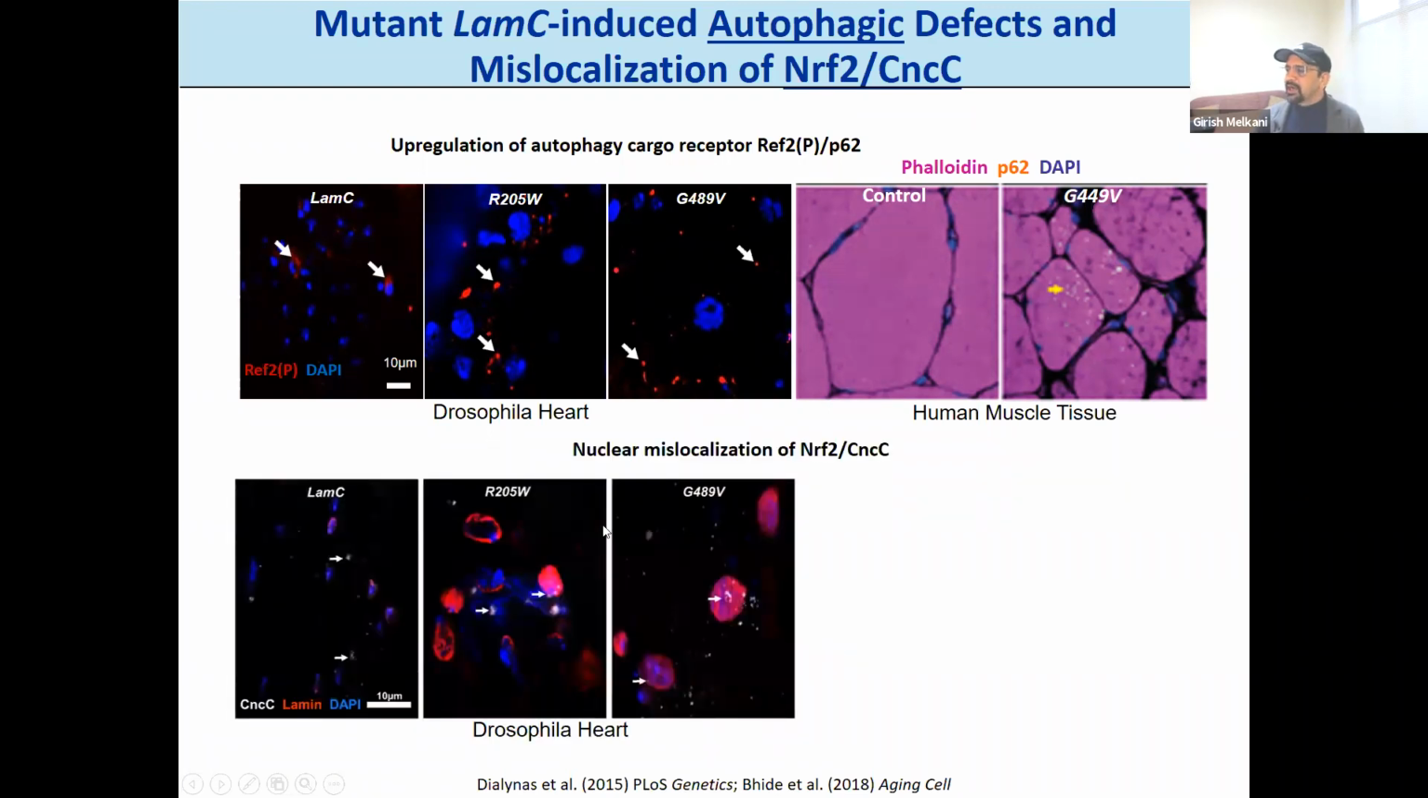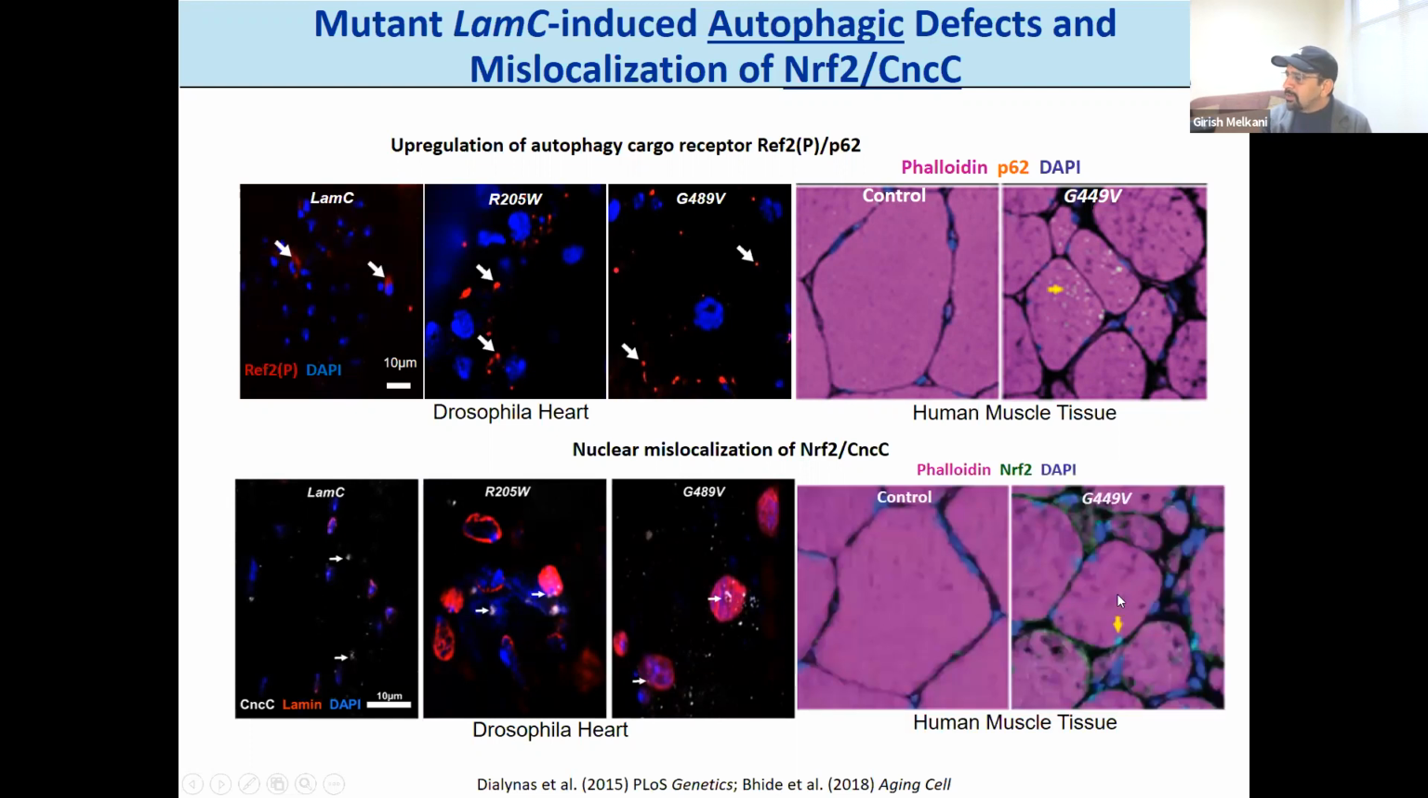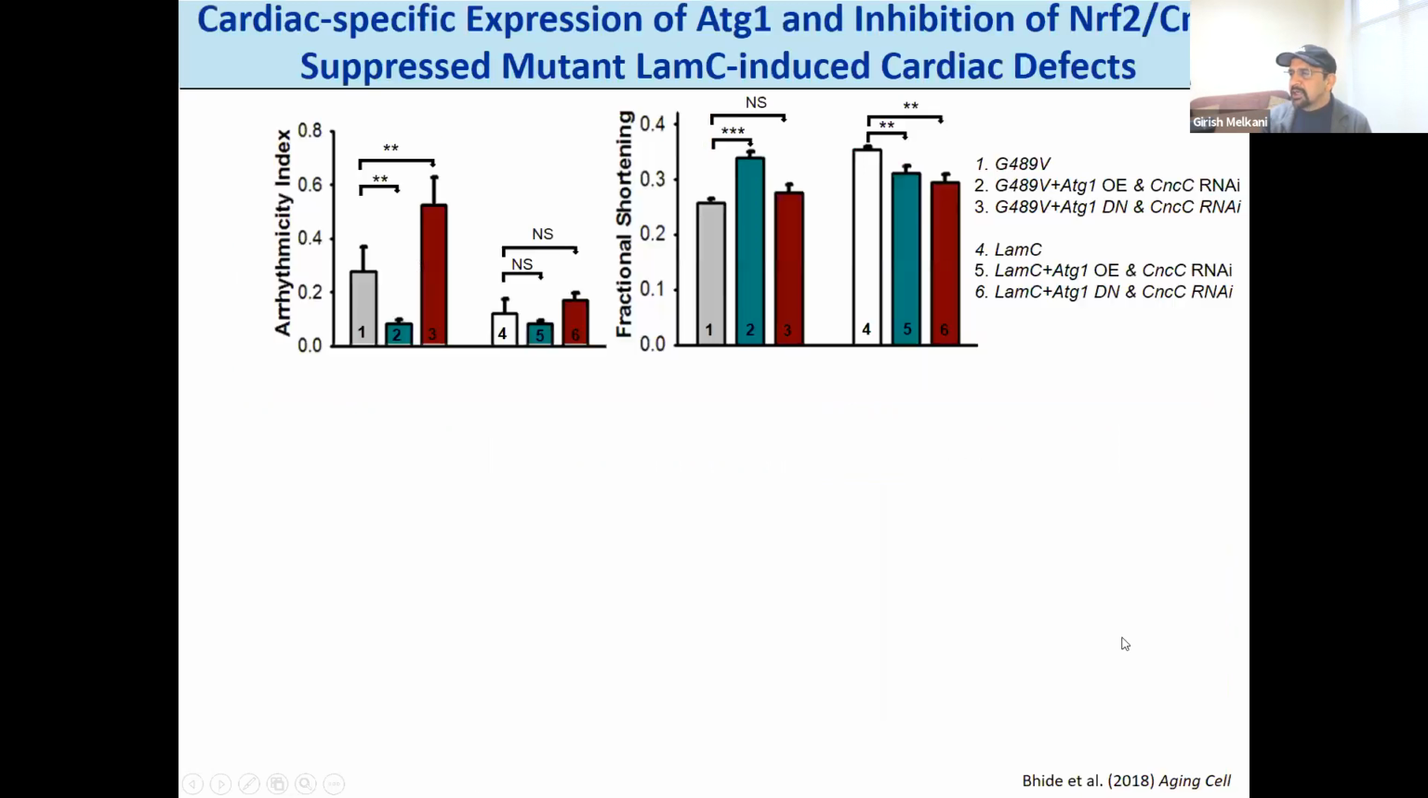Then the other thing we look at is nuclear mislocalization of NRF2. Some of you are working with this NRF2. It is normally in the cytoplasm, but in the mutant, it actually enters the nucleus to some extent, and the same happens with the patient muscle biopsy sample also. Okay, so in the fly, we can do a lot of genetic manipulation.